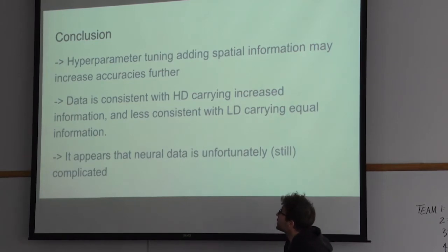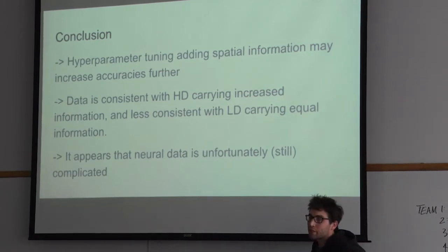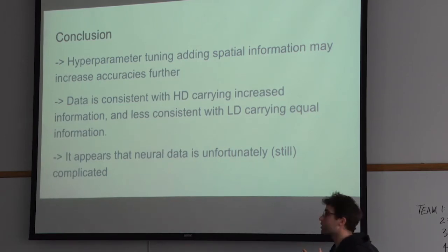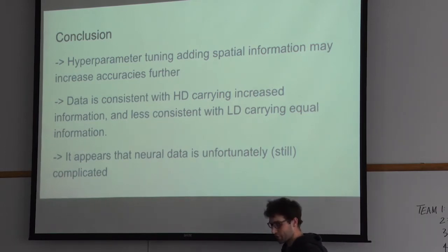So in conclusion, we could probably do some hyperparameter tuning to get better accuracies, but we were more interested in the spatial question. The data is consistent with the higher density array carrying increased information, and it's less consistent with the lower density array carrying equal information. But neural data is still complicated.